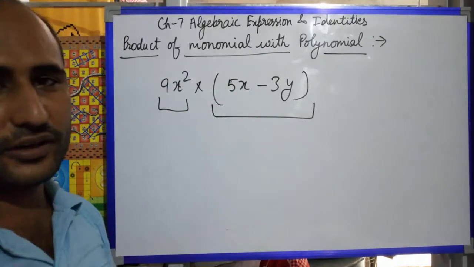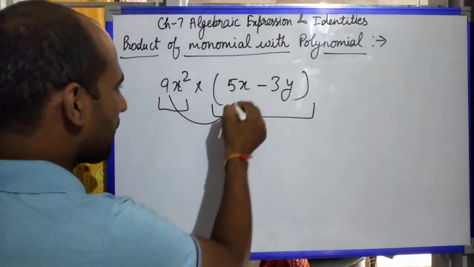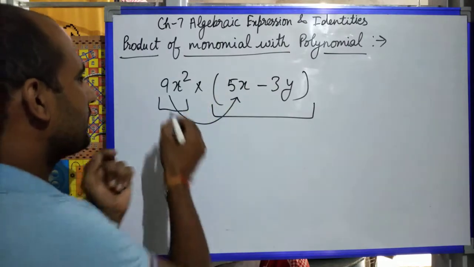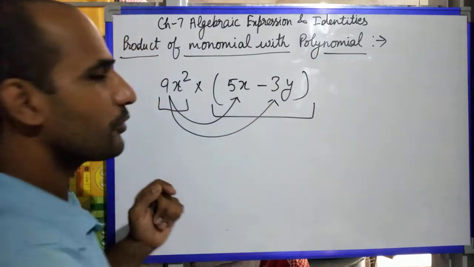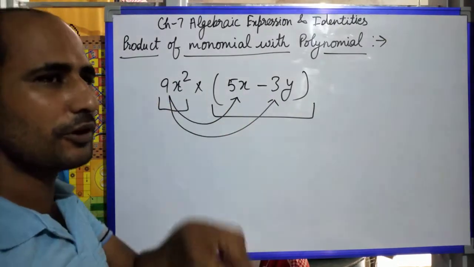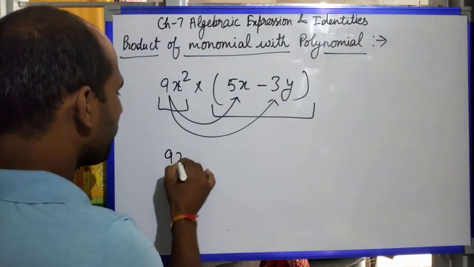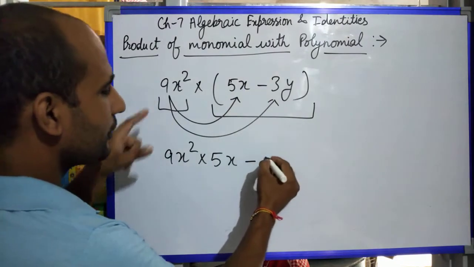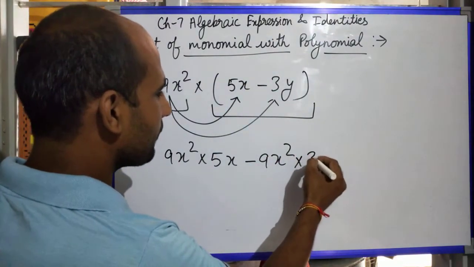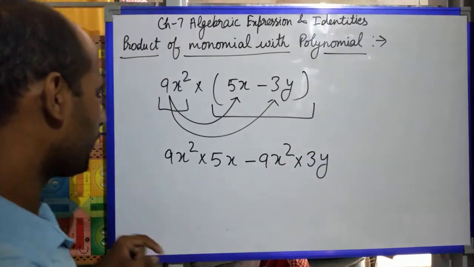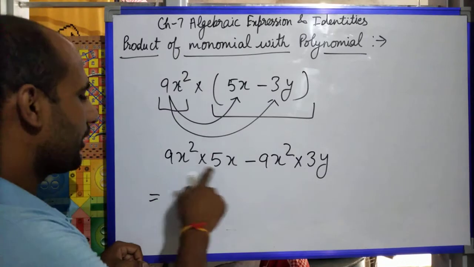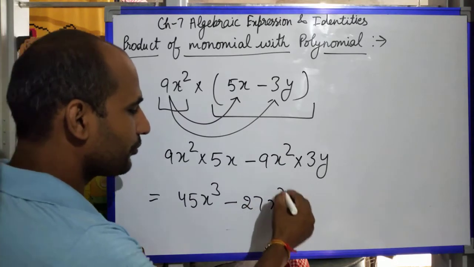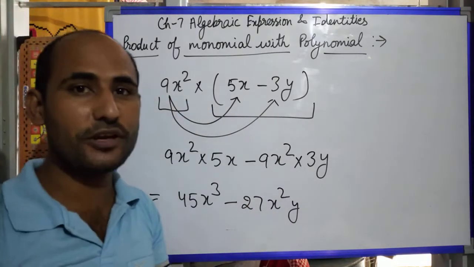This time we are taking a binomial. How? First of all, we will multiply this monomial with the first term of the binomial, then this monomial will multiply with the second term of the binomial, and the sign we have to adjust according to the product. 9x square gets multiplied with 5x, minus into plus is minus, so the monomial gets multiplied with the second term, and whatever the answer is, that is the final answer. 9 5s are 45 x cube minus 9 3s are 27 x square y. In this way we can multiply a monomial with a binomial.